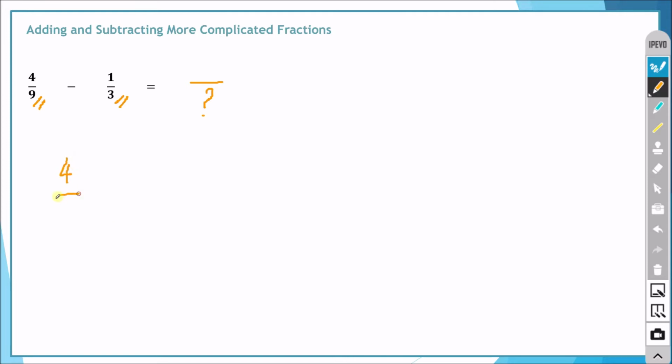We've got 4 over 9 minus 1 over 3. What can we do to 1 over 3 to give it the same denominator as 4 over 9? Well, we can times the denominator by 3, can't we? But since we multiplied the denominator by 3, we also have to multiply the numerator by 3. So that gives us 4 over 9, same as before, minus 1 times 3 on the top, 3 times 3 on the bottom. So that tells us the denominator of the answer is going to be over 9.